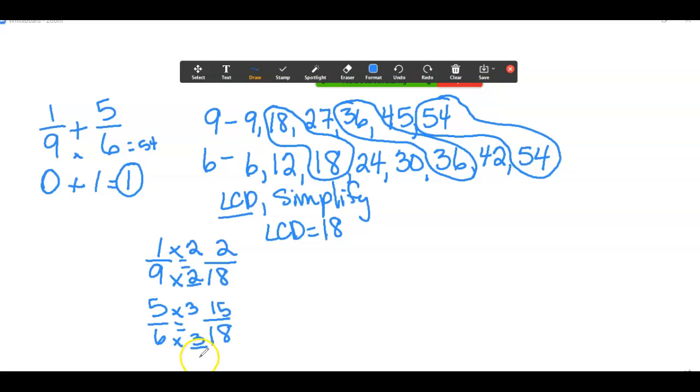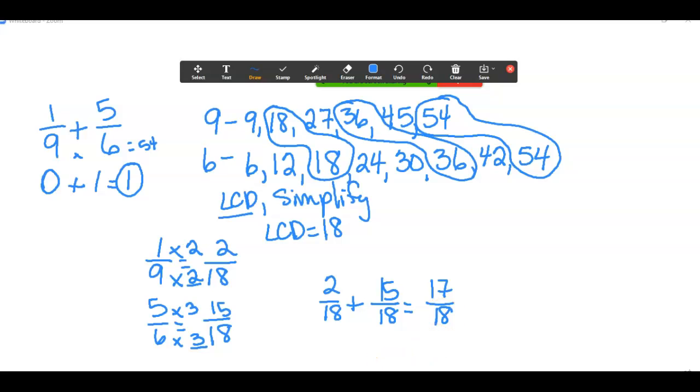Very good. Okay, so now I add them together. So I'm going to rewrite it over here. Now remember, we are adding across the numerators, okay? Because the denominators tell us what the pieces are worth. So I know all my pieces now are going to be worth 18ths. They are no longer 9ths or 6ths. They are now 18ths. Okay, so 2 plus 15 is 17.